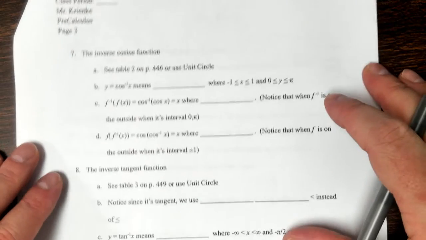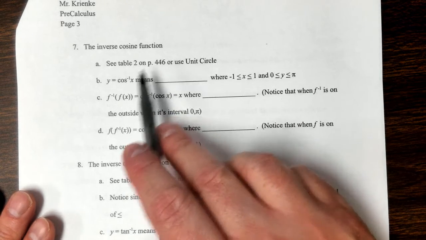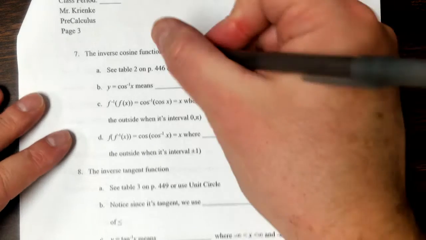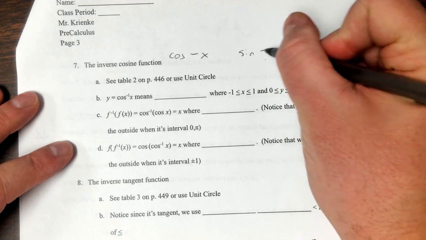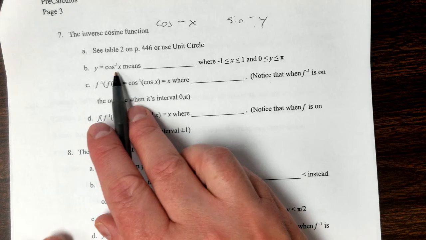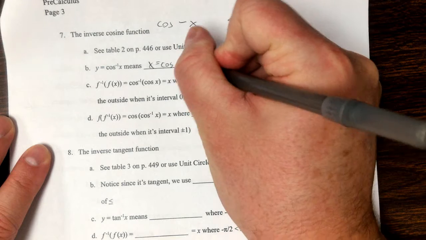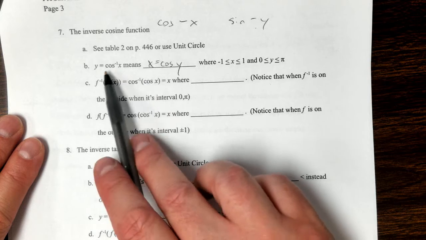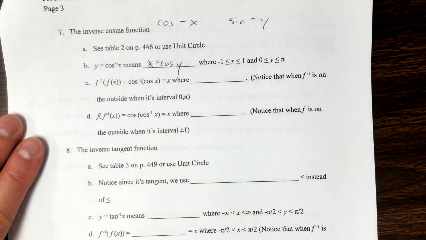Okay, so now we're going to talk about the inverse cosine function. Again, you could use a table or your unit circle, but cosine relates to x and sine relates to y. When we do y equal cosine^-1 of x, that means the same thing as x equal cosine of y. So just like we did before, switch them, switch the inverse function to the regular function, and change x to y.